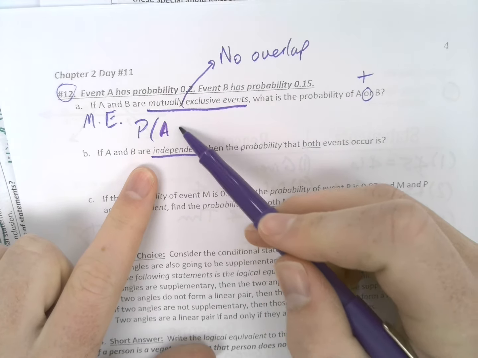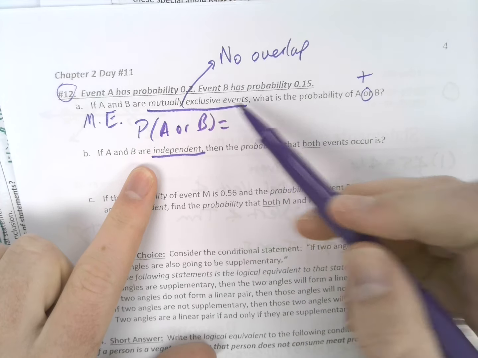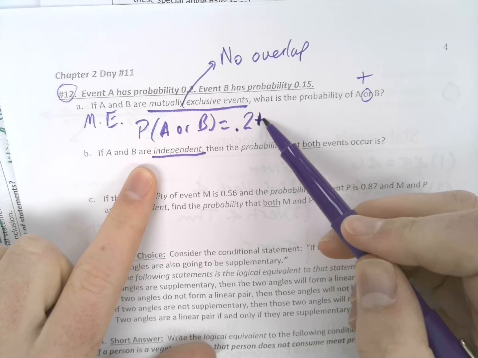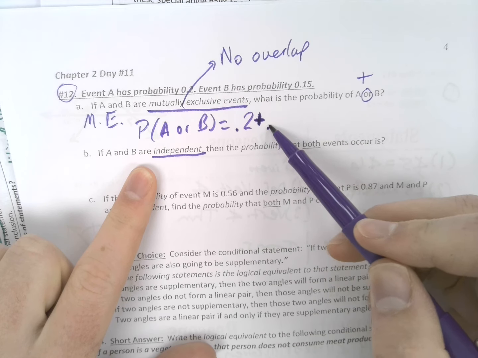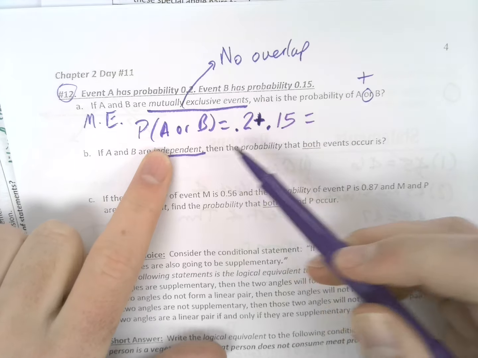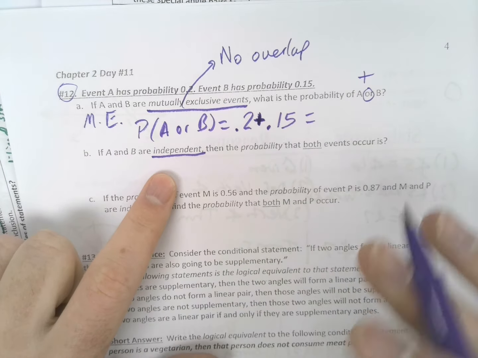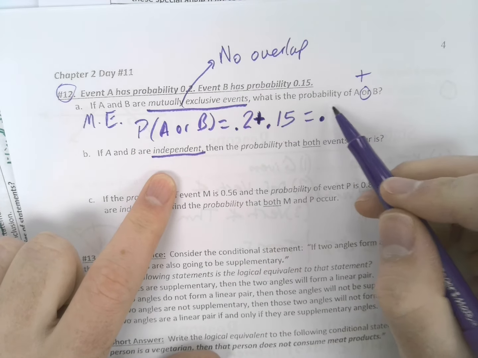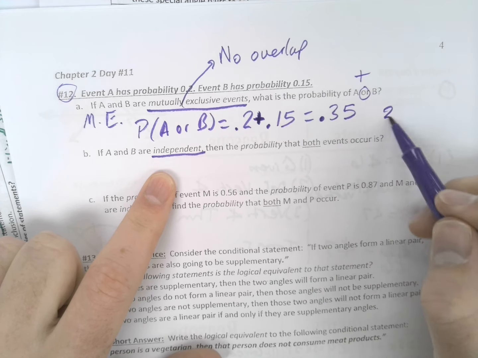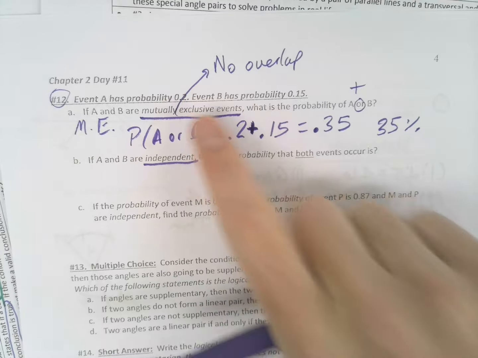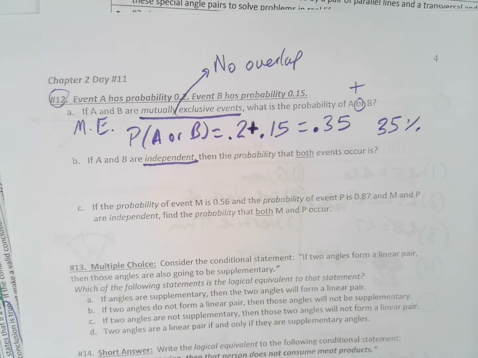So the probability of A or B, we're looking at 0.2 plus 0.15, and the probability of A or B happening is going to be greater than one or the other individually happening. I believe that is 0.35, or 35% chance, which is better than the 20% or 15% of those events individually.